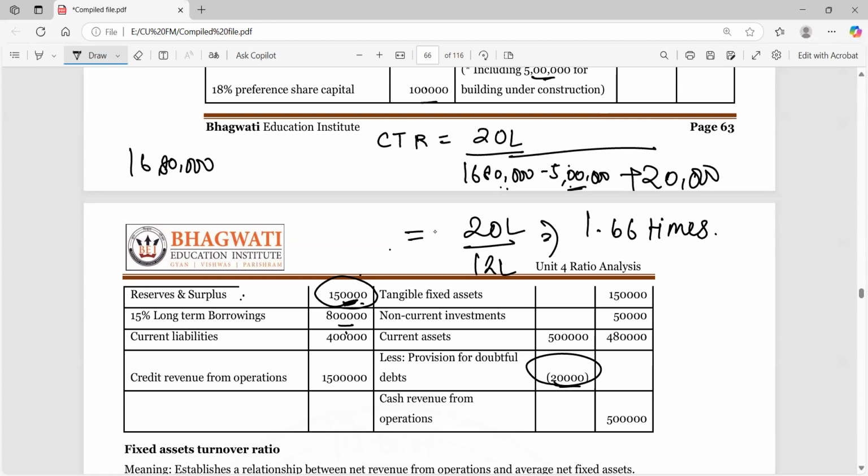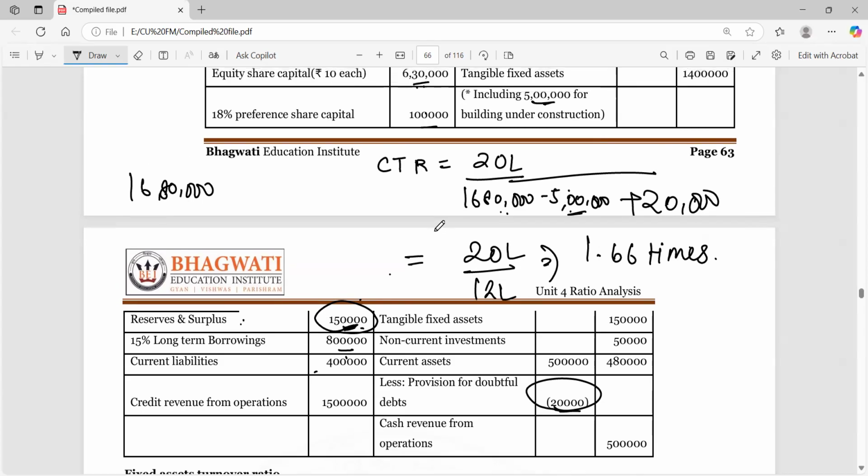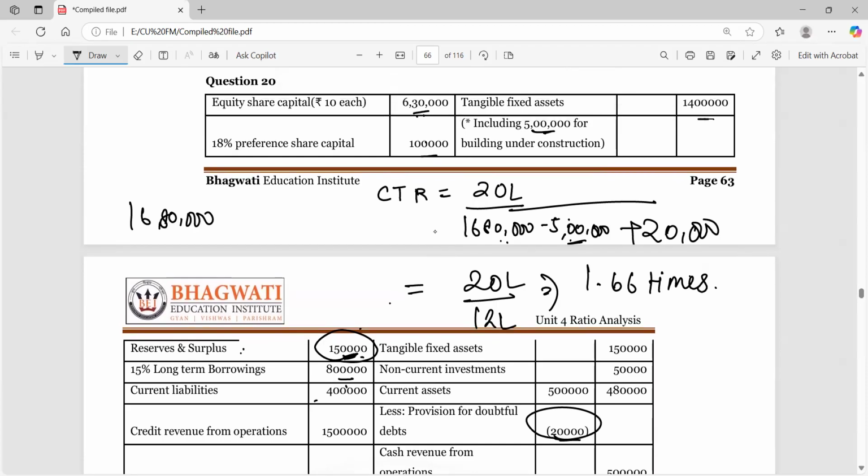One more thing. I told you there are two formulas for calculating capital employed. One is adding everything. The other one is total asset minus current liability. What is the total asset? 14 lakh, subtract 5 lakh. So it is 9 lakh plus 150 plus 50. How much do we get?